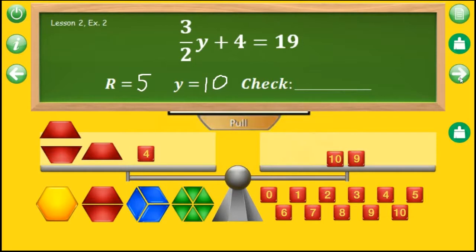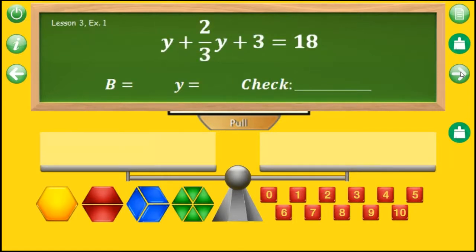Okay, both of you are with me so far? Yes. Yes. Okay, good. So in lessons, each lesson takes the equation a little more complex. So let's look at lesson 3.